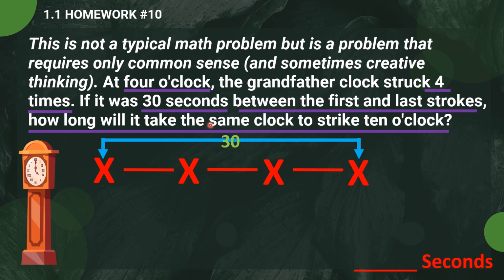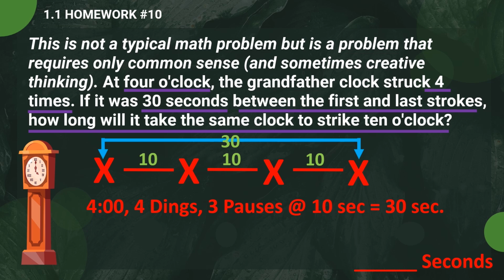Because it says between the first and the last strokes, that means the 30 seconds started at the beginning of the first pause and ended at the end of the last pause. So really, I had 3 pauses in these 30 seconds, 3 divisions. So at 4 o'clock, I had 4 dings. Don't you like how I put that? Ding, ding, ding, ding. And then I had 3 pauses at 10 seconds each for 30 seconds.